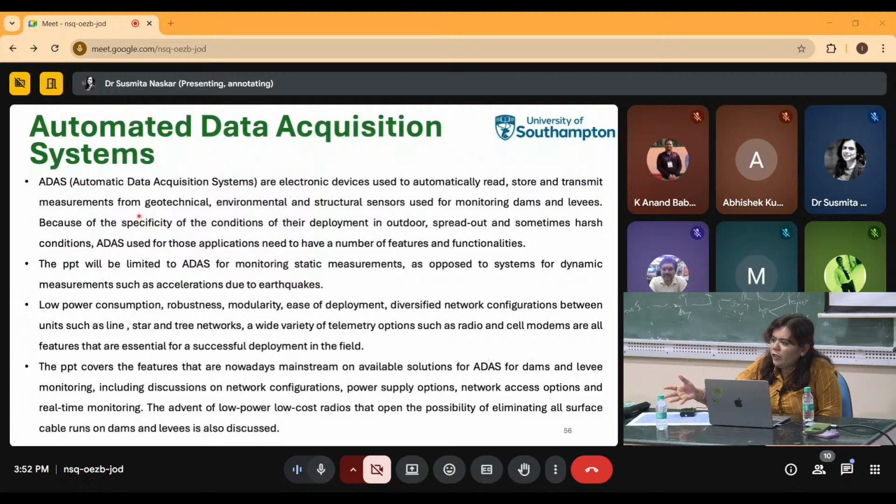So basically these ADS systems are at the heart of modern infrastructure monitoring, and if they are designed properly, they will enable continuous monitoring, reliable monitoring and efficient data collection even in remote or challenging environments.